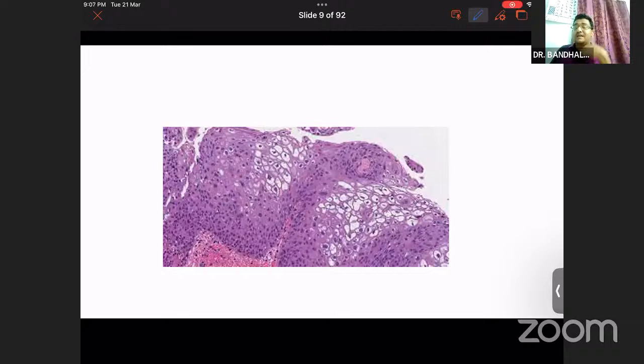And tell me, where will koilocytes be? Okay. Chat disabled. Can the hosts enable the chat section here?